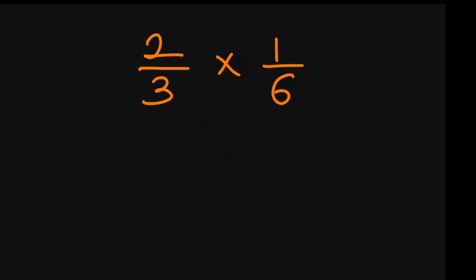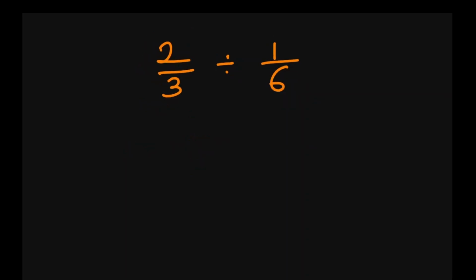Or you could decide to just cancel out straight away. 2 divided by 2, 1, 2 divided by 6, 3. And if you multiply across, it gives you 1 over 9. That is this times this over this times this. Now, if it was division, as you see on your screen, 2 over 3 divided by 1 over 6. Like we said, this is the same thing as 2 over 3.